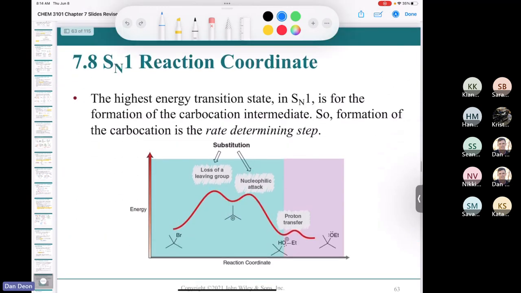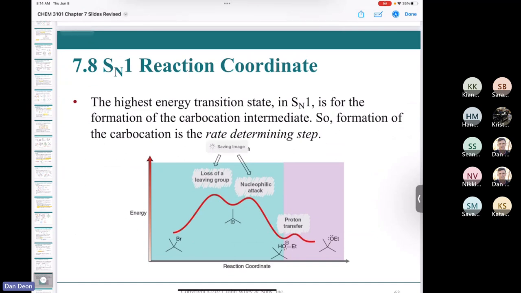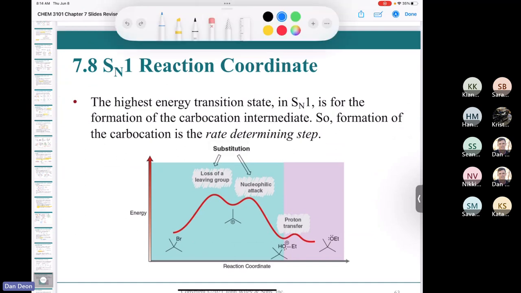Now, what we have to do is look at the reaction coordinate diagram of this reaction, because we have more than one step, so we're going to get more than one intermediate. If you start with your tert-butyl bromide, the first thing that happens is the loss of leaving group, you form a carbocation, then that undergoes a nucleophilic attack, you form another intermediate, which is this oxonium, and then you have another small activation energy for the proton transfer, and that gives you the final product.